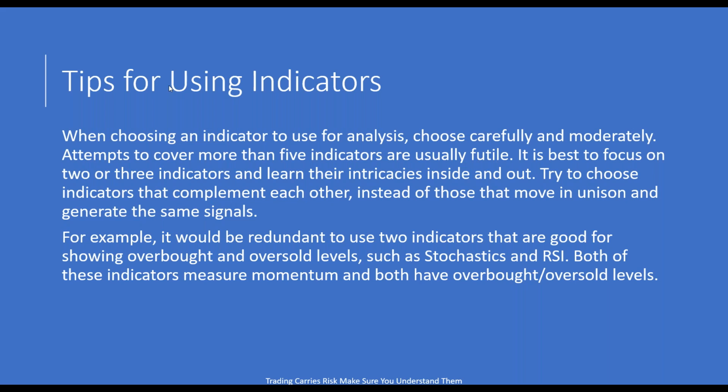Attempts to cover more than 5 indicators is usually futile. To me, attempts to use more than 3. It is best to focus on 2 or 3 indicators and learn their intricacies inside and out. Try to choose indicators that complement each other, instead of those that move in unison and generate the same signals. For example, it would be redundant to use 2 indicators that are good for showing overbought and oversold, such as stochastics and RSI. Both of these indicators measure momentum, and both have overbought and oversold levels.